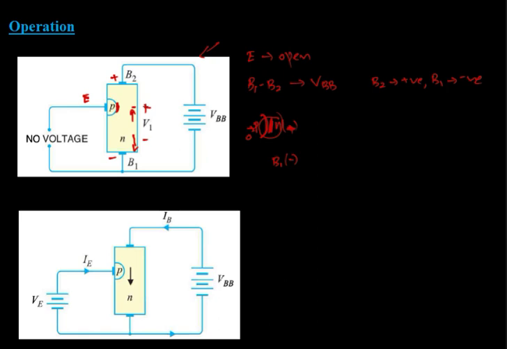Since it is reverse biased, there is no emitter current, or the emitter current is cut off.